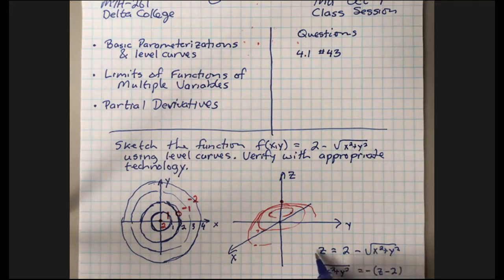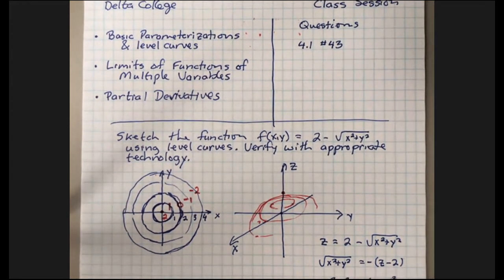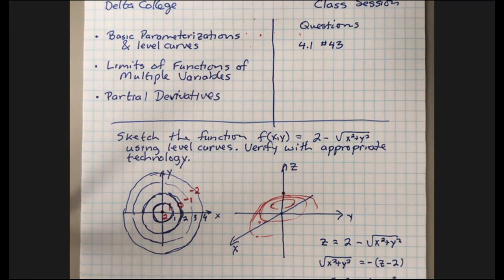Bring the root to the left, bring the z to the right, and use a minus sign here to write the z in a convenient fashion. Square both sides: x squared plus y squared equals z minus two squared, because squaring gets rid of the negative sign. And what I should have is x squared plus y squared minus (z minus two) squared equals zero. Now I have no negative signs.